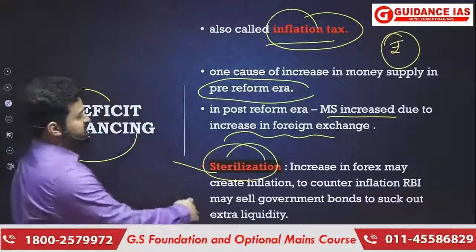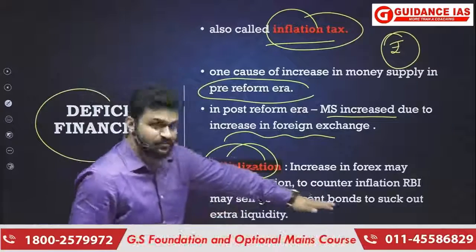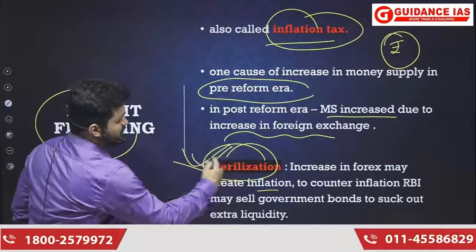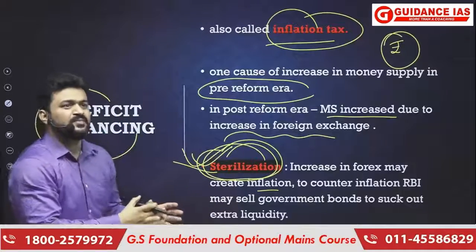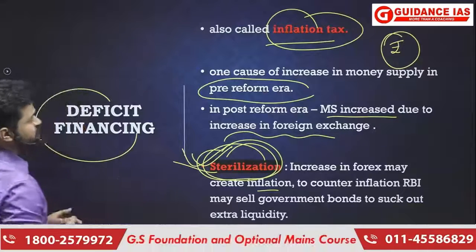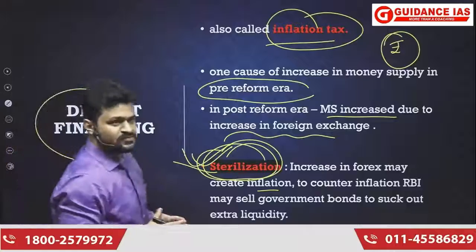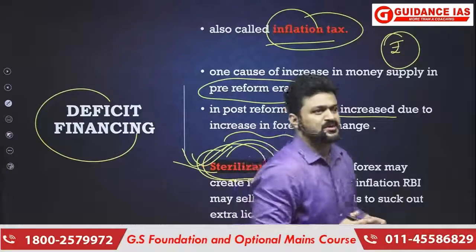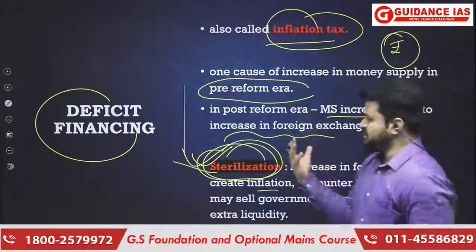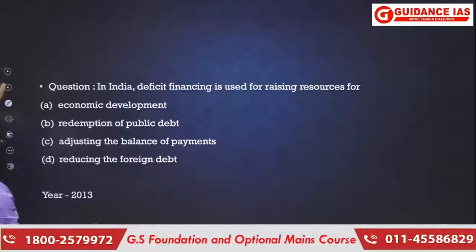Okay, so increase in forex may create inflation. To counter inflation, RBI may sell government bonds to suck out extra liquidity, and that process is called sterilization. In prelims examination, these terms are also important, so take note of them. You understood what a minimum reserve system is, how it is different from the proportional reserve system, and what deficit financing is and how it is related to money supply. If you have understood this, then we can attempt these questions.